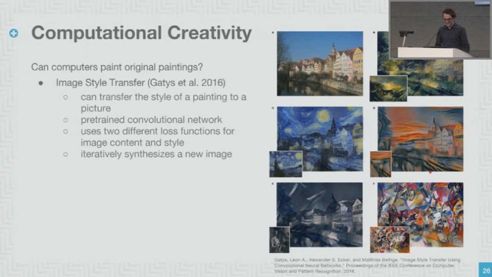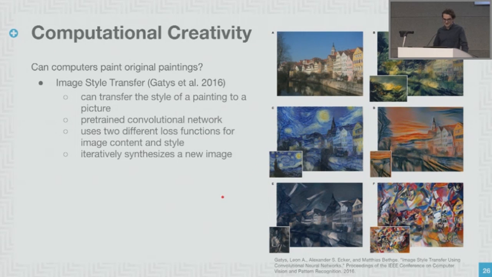Let's talk a little bit about an interesting topic, computational creativity. Can computers paint original paintings? Most people will say no. So here's an example paper. It's a recent paper titled "Image Style Transfer Using Convolutional Neural Networks." What it does is it transfers the style of a painting to a picture. Here's a figure from the paper. This is the input picture, and the ones here are the reference paintings, and this is how the result looks. It basically paints this picture in the given style.